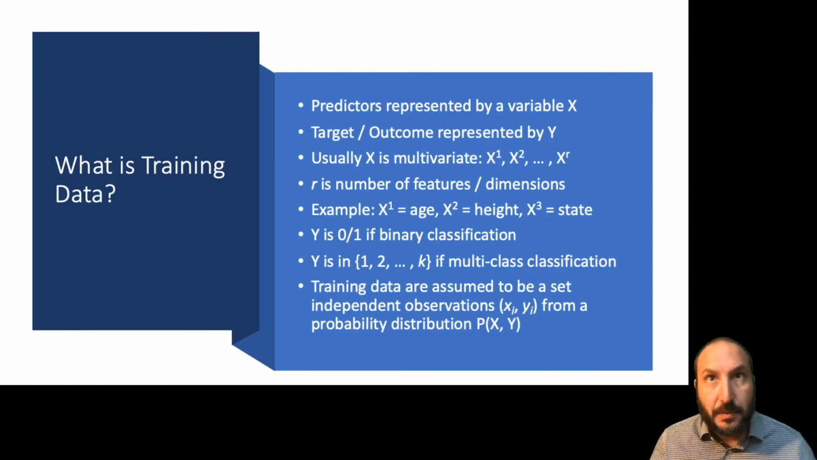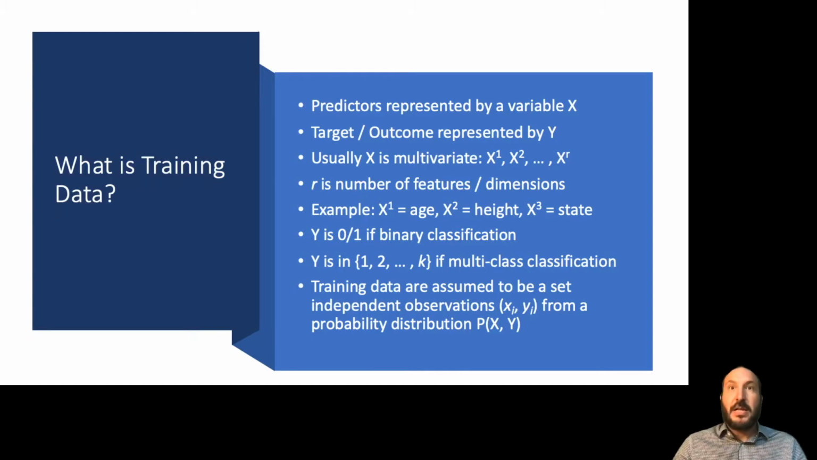So what is training data? Well, again, we've got the predictors represented by X, the target or the outcome is represented by Y. And typically X is multivariate. We have numerous features that we want to use to try to predict Y. And we're going to use the letter R to represent the number of features that we have. So for example, if we have a problem where we want to make predictions about individuals, and we have their age and their height and what state they live in, then X1 would be the age, X2 would be the height, and X3 would be the state. And we would have 3 features. And collectively, those 3 features would be our X.